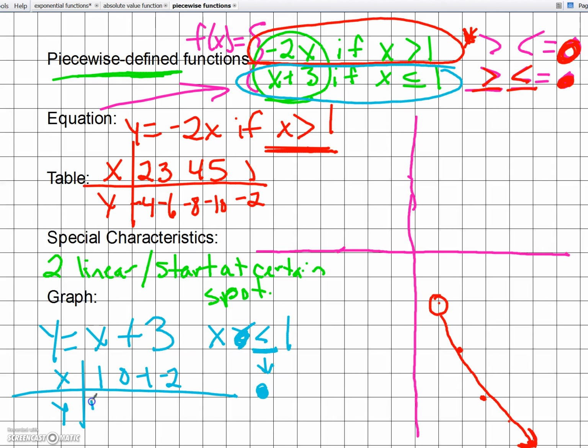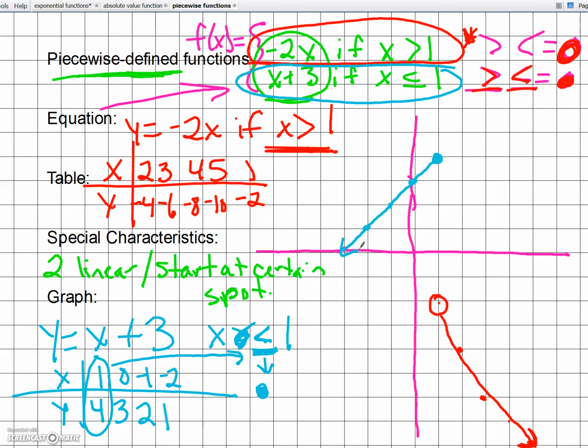1 plus 3 is 4. 0 plus 3 is 3. Negative 1 plus 3 is 2. Negative 2 plus 3 is 1. Then remember, this one starts our equation. It is less than or equal to, so we have a solid dot there. So we're going to go 1, 4, solid dot. Then we're going to go 0, 3. These are just the dots that we're going to connect. Negative 1, 2, negative 2, 1. So then we have our line going in this direction.